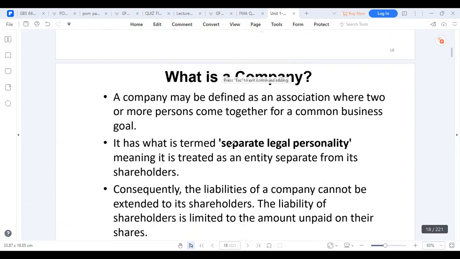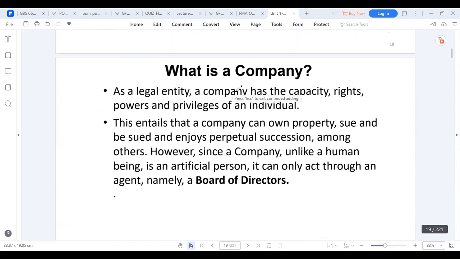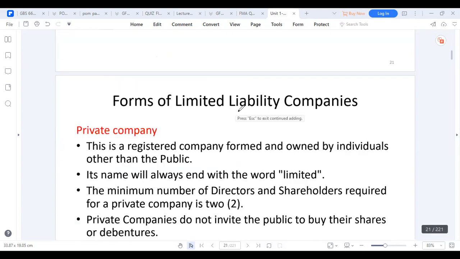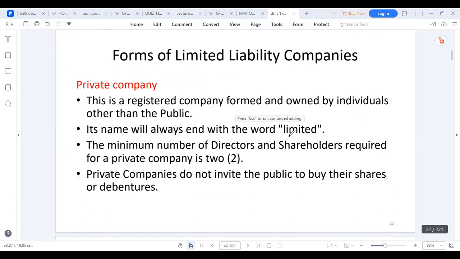Company, we talked about it being a separate legal entity, it's treated as a person. So a company has its own advantages and disadvantages, and is run by a board of directors. So we have two kinds of companies, a private and a public limited. Private and public are all guaranteed by shares that are issued. So the word limited is a word that comes in a private limited company, and PLC is what comes in a public limited company. So for a private, they should have a minimum of what? Two directors.